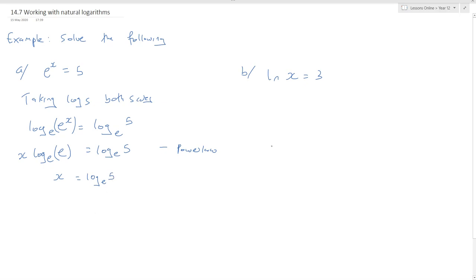Looking at the second question, we've got ln x is equal to 3. Now we know that ln x is log to the base e, so we can write log to the base e of x is equal to 3. And we can simplify that. e to the power of 3 is equal to x.